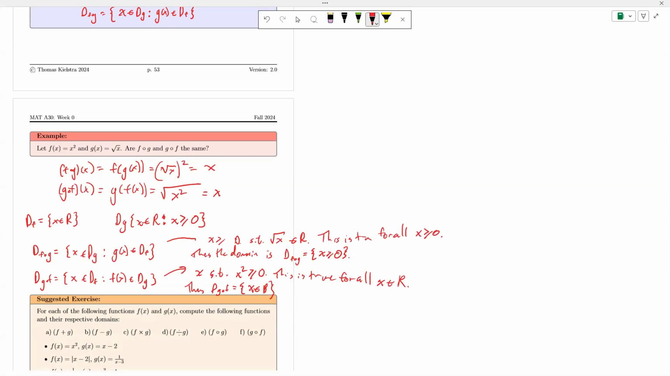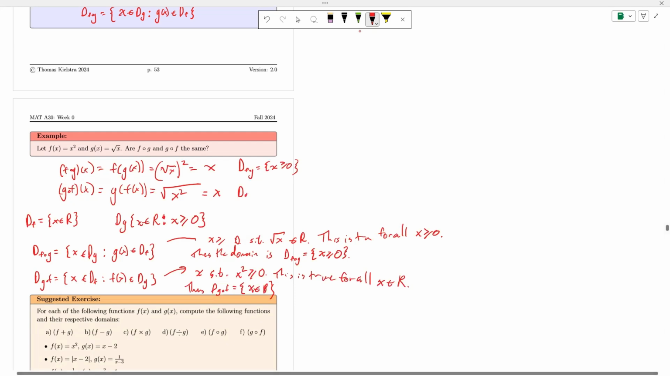So adding this, we get the domain of f of g is equal to the set x greater than or equal to 0, whereas the domain of g of f equals the set of x in the real numbers. And let's adjust this to get our proper set builder notation.